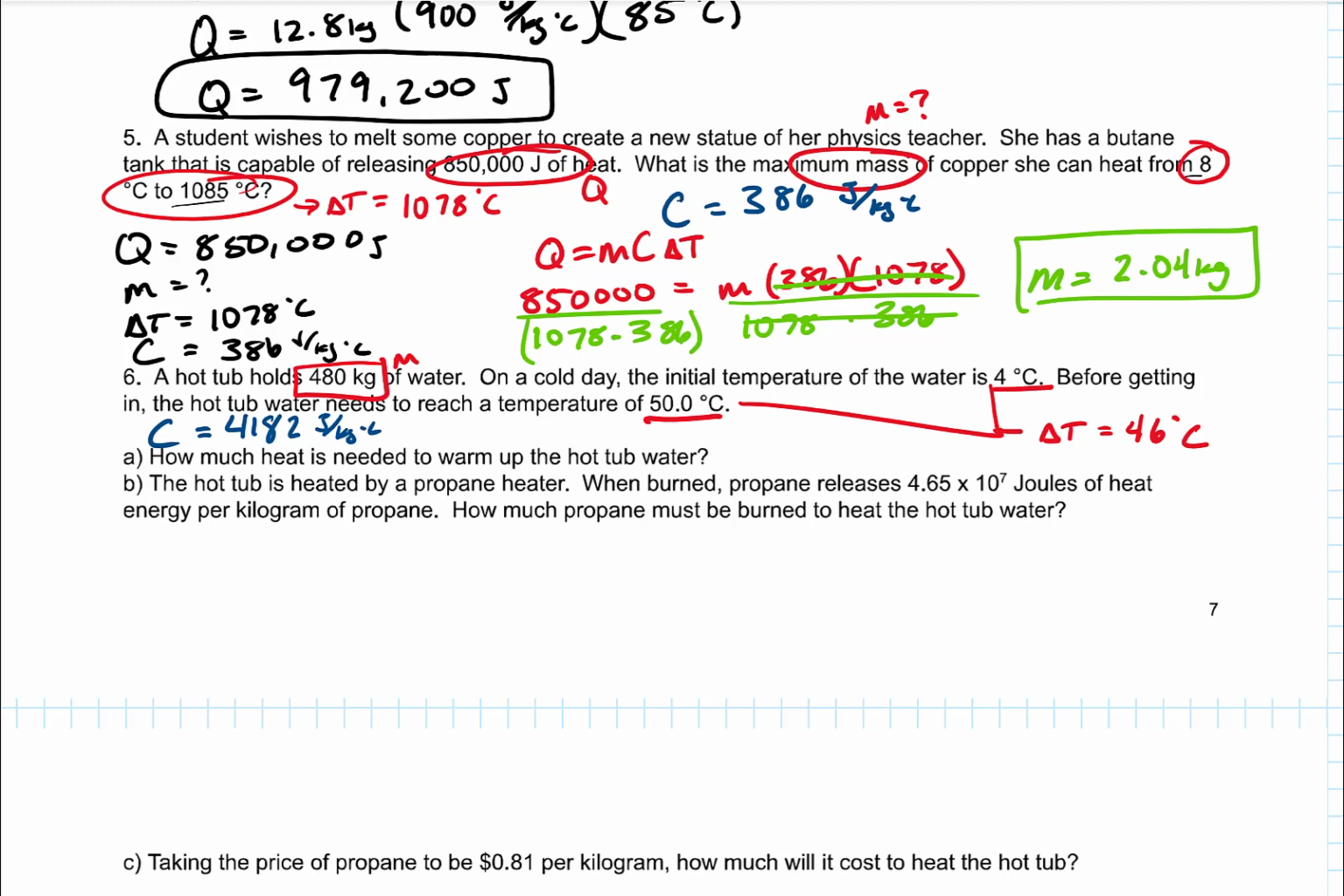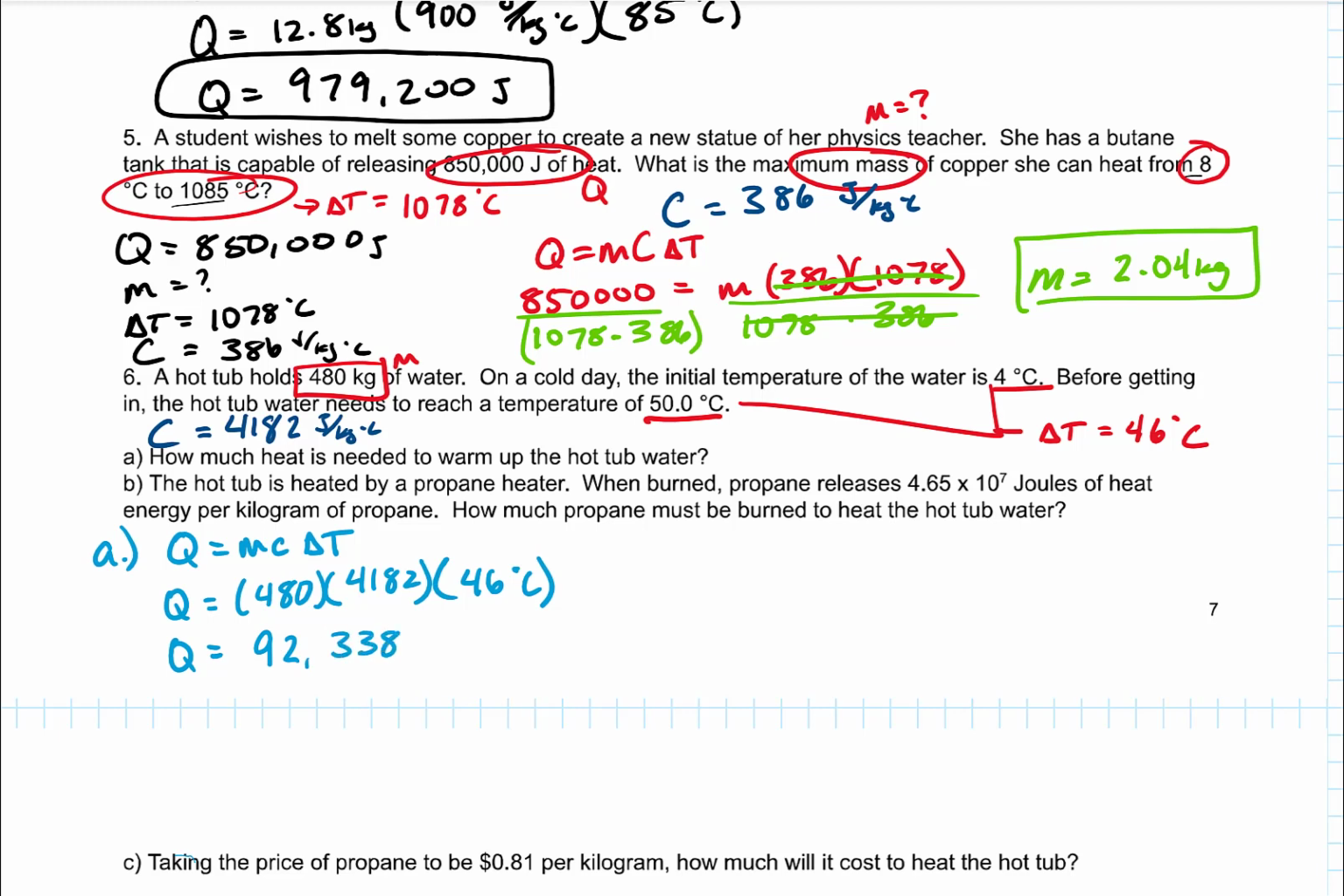So we're going to use that in order to find it. So A wants to know how much heat we need. A is the heat that we need. So Q equals mc delta T. We're looking for Q. We know mass is 480 kilograms. We know C is 4,182 joules per kilogram degree Celsius, and we know delta T is 46 degrees Celsius. So we're just going to plug all that in and get our total heat. This is a large number. We get 92,338,560 joules of heat. That's a lot of heat.